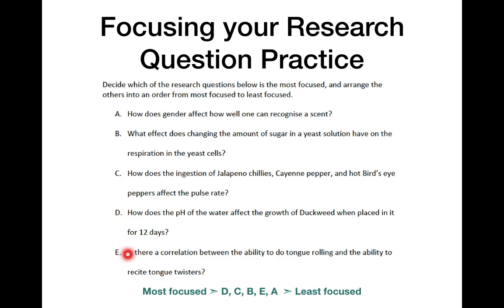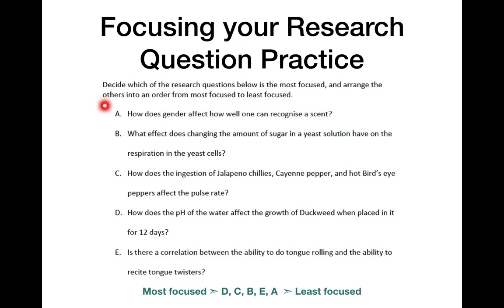Next one is E. Is there a correlation between the ability to do tongue rolling and the ability to recite tongue twisters? So tongue rolling is a genetic trait. Looking, is there a correlation? But it's not saying how one affects the other. They're not saying how they're going to measure it, any of these kinds of things. So it's not super focused.